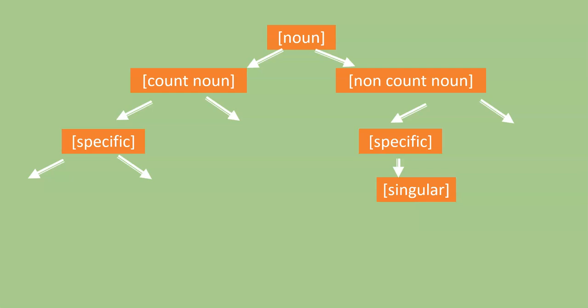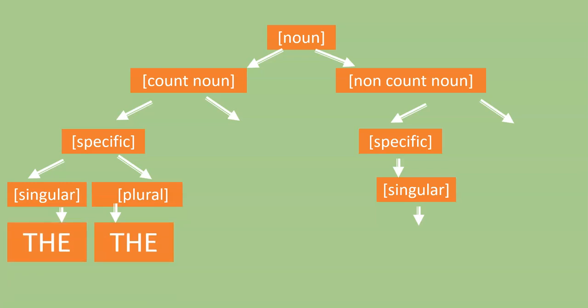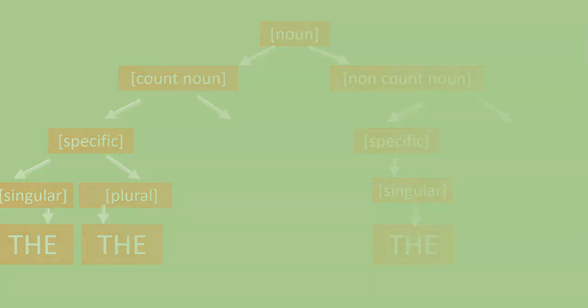If we take a look at the countable nouns, after you decide whether the noun is specific, you have to see if the form of the noun is singular or plural. If we are talking about a noun that is countable, specific, and singular, we are going to use the. If we are talking about a noun that is countable, specific, and plural, we are going to use the. Now, if we take a look at a non-countable noun that is specific, then we are going to use the.